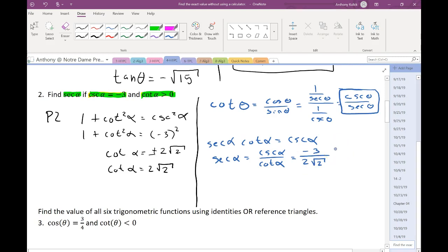But this is not the way that I'd want to leave my final answer, right? What would I want to do here? Is to rationalize my denominator. So that guy there is my final answer.